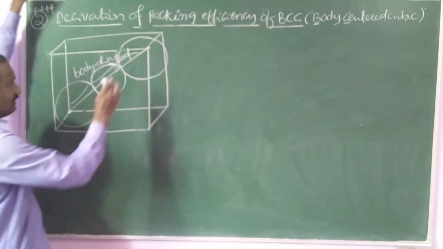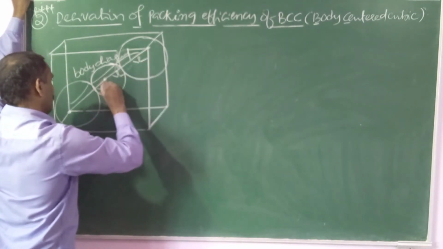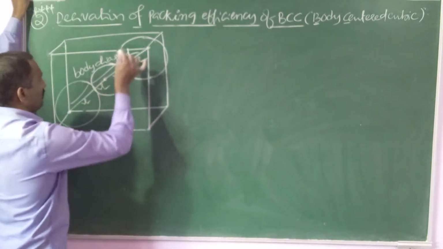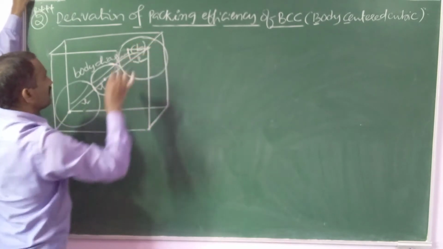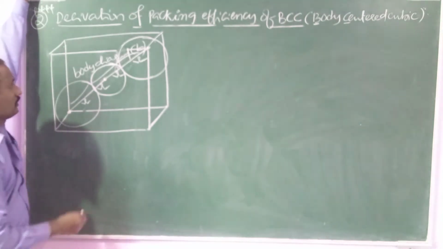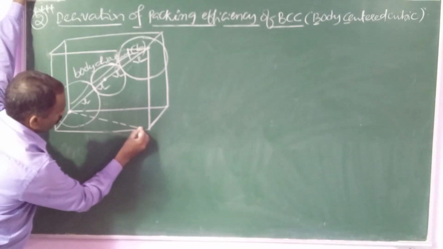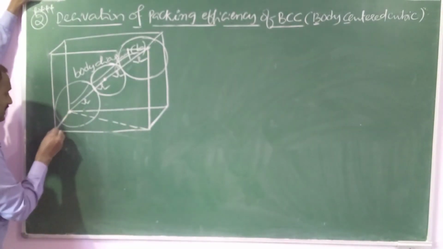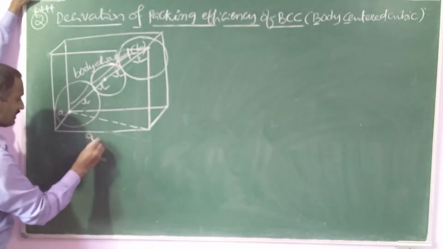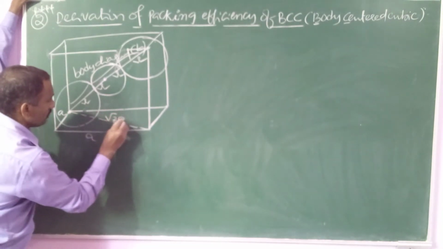Same explanation. Let the radius of the sphere be R, and the body diagonal be represented as B. So just for making the shortcut formula, both face diagonal and body diagonal are represented as B. Now here, one more small triangle we have to consider. This is one edge length A. This is edge length A. According to Pythagoras theorem, here it is root 2A.